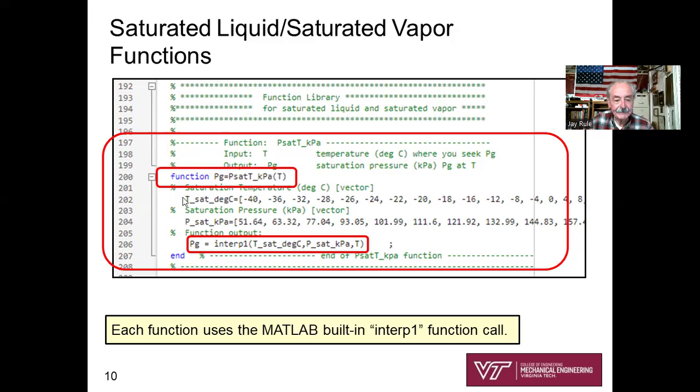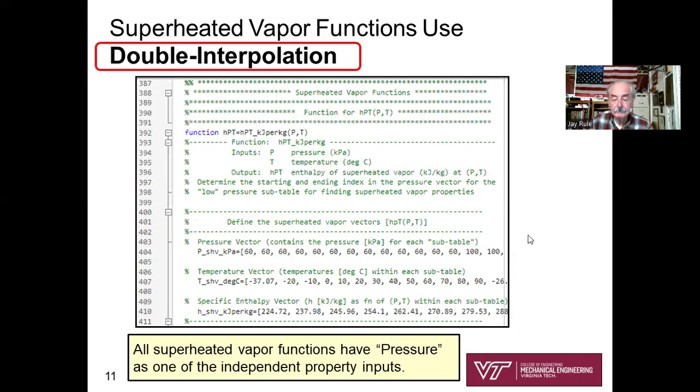I'm simply defining the X vector right from the book. I'm defining the Y vector, pressure, and with one single MATLAB command, I'm getting the saturation pressure using the built-in function interp1 with my X vector, Y vector, and input T. As a reminder, double interpolation is far more complex in the superheated zone.